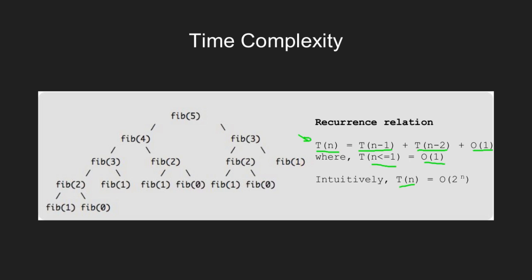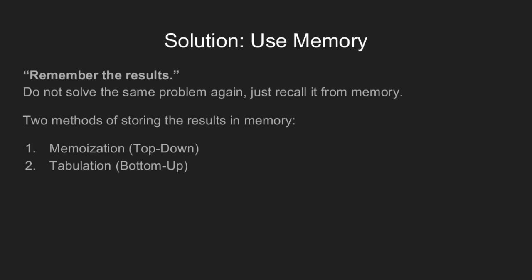Also, intuitively we can say that T(n) equals O(2 raised to n). We can see that from the recursion tree drawn on the left. For n equals 5, we see a binary tree of depth 5. For n equals 4, we see a binary tree of depth 4, and so on. So we see that the complexity of our algorithm grows at an exponential rate. Let's now see how we can avoid all that unnecessary computation.